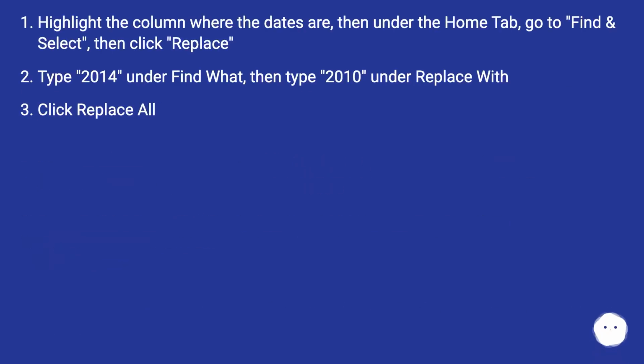Highlight the column where the dates are, then under the Home tab, go to Find & Select, then click Replace. Type 2014 under Find What, then type 2010 under Replace With. Click Replace All.